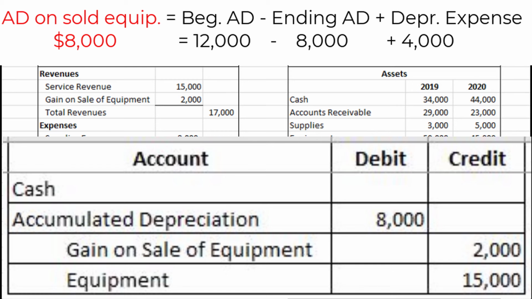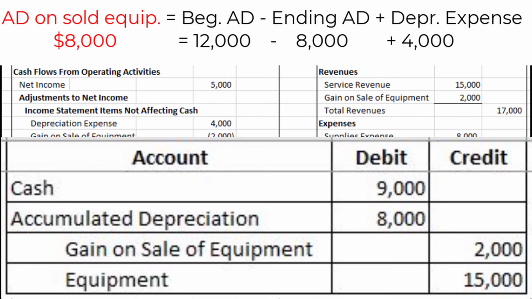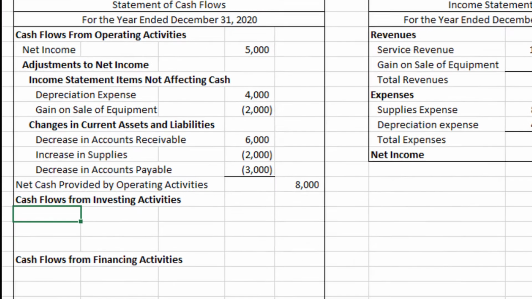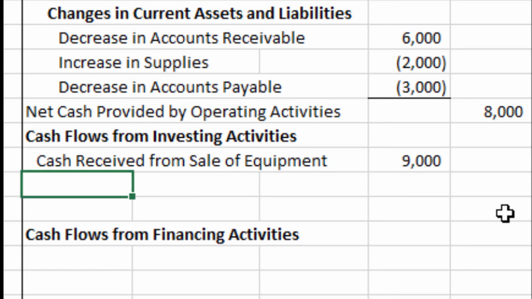So now all we need to do is to figure out what amount for cash would make the journal entry balance. And hopefully you can verify that $9,000 is the correct debit. So now we know we received $9,000 for the sale of equipment. So let's go back over here to our statement of cash flows, and we can put cash received from sale of equipment, and that's going to be for $9,000.